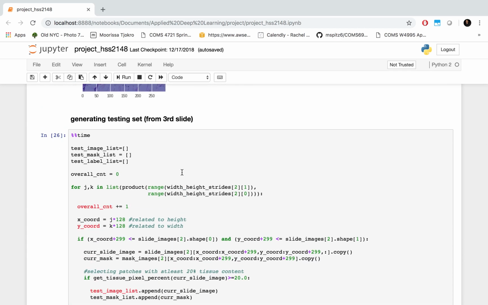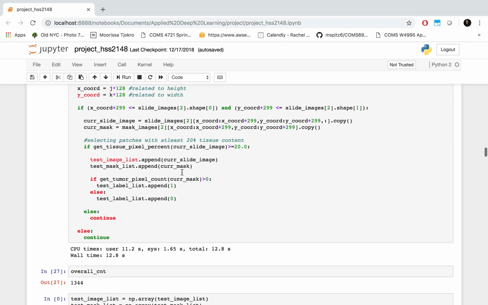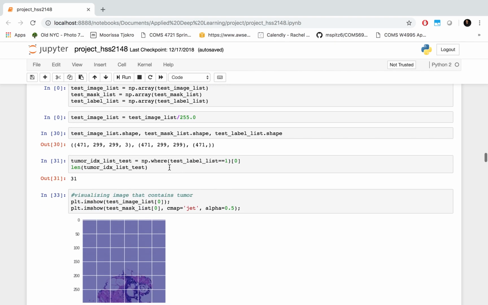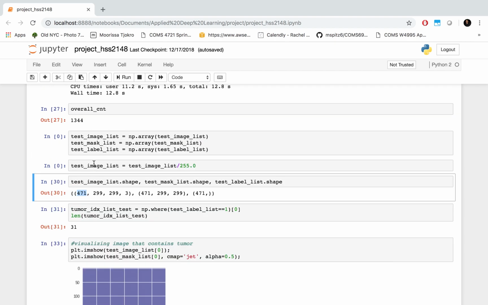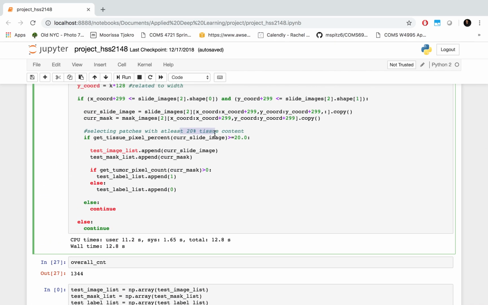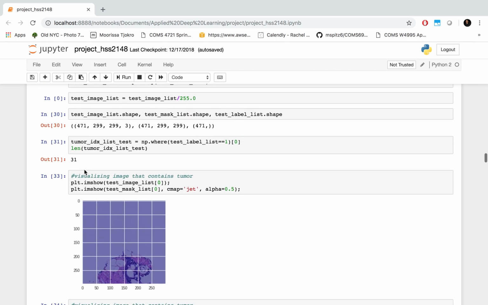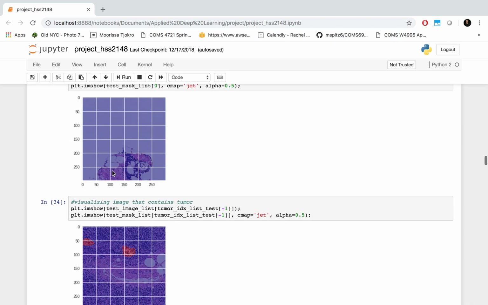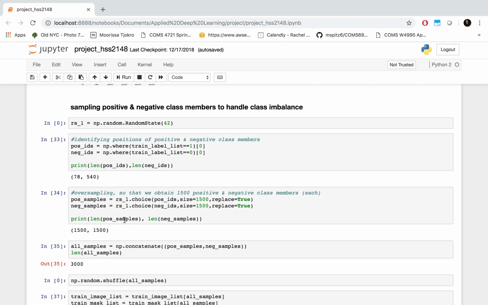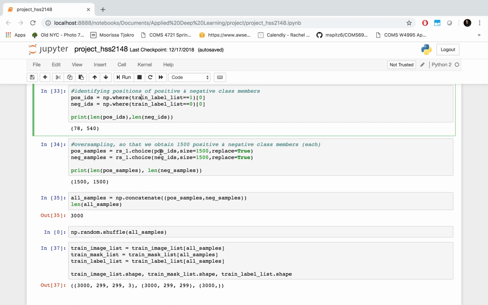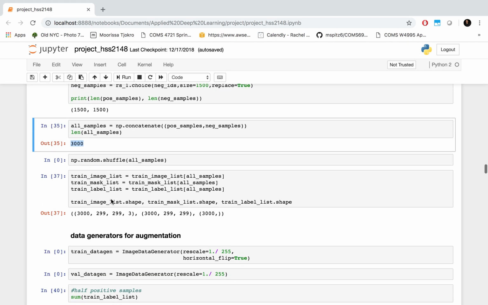For the testing set, again the same process is repeated from the third slide, and I'm able to extract 470 meaningful patches, which contain at least 20% tissue, of which 30 are positive samples. And over here, I implement the oversampling from both positive and negative class members to generate an equal number of data points, that is 1500 per class, and overall 3000 data points.